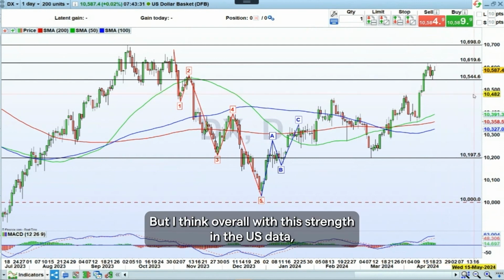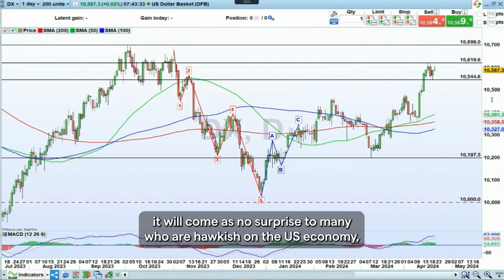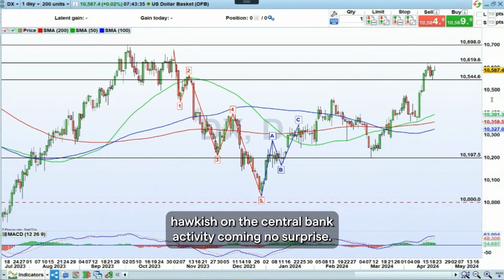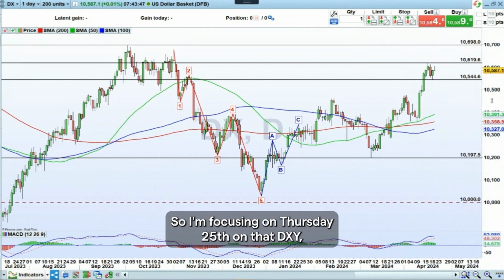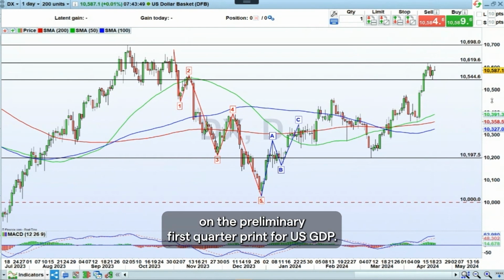But I think overall, with this strength in the US data, it will come as no surprise to many who are hawkish on the US economy, hawkish on the central bank activity. They've come as no surprise. I think we could well see some upside on that data out on Thursday. So I'm focusing on Thursday, 25th, on that DXY, on the preliminary first quarter print for US GDP.